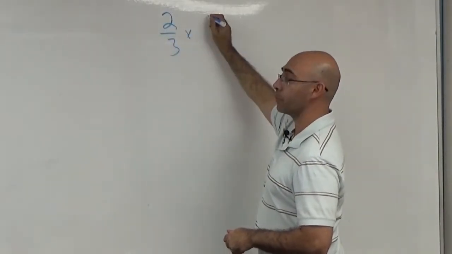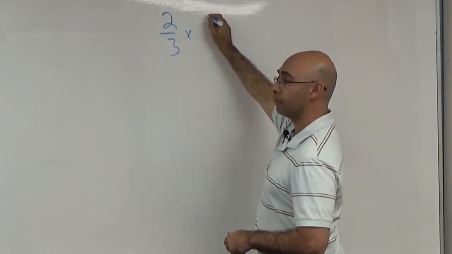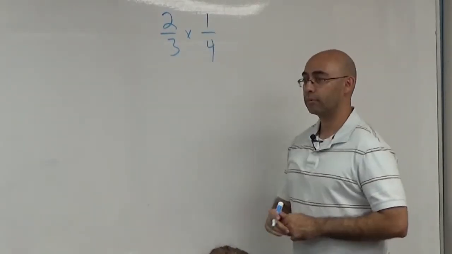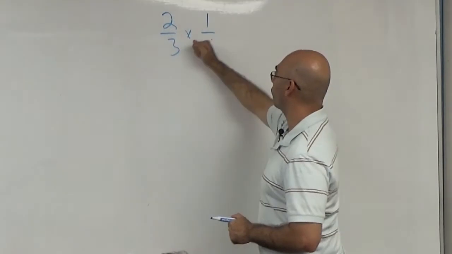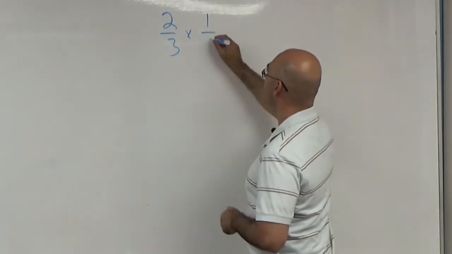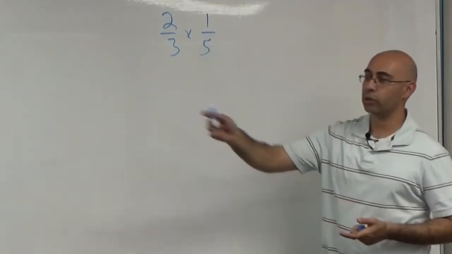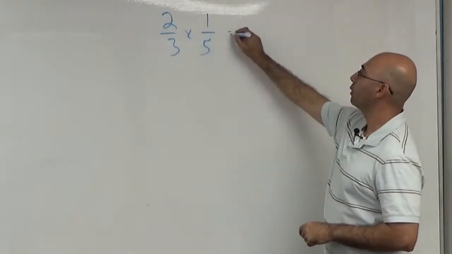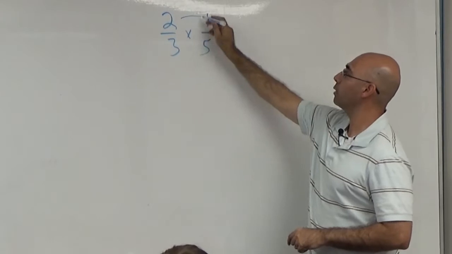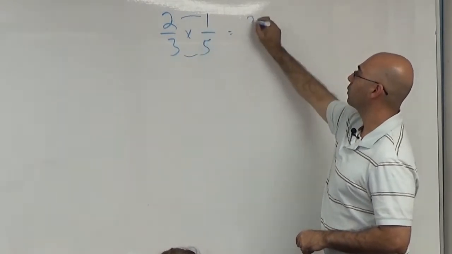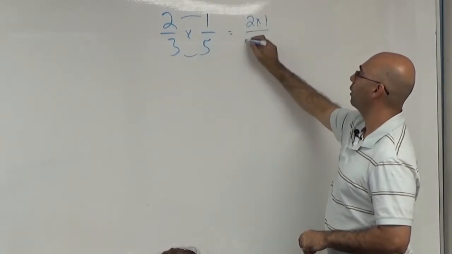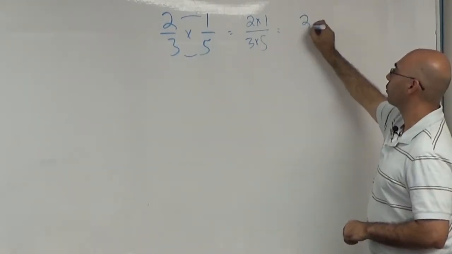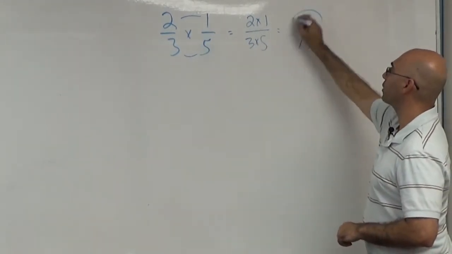2/3 times 1/4. Actually, let's not make it 1/4. Let's make it 1/5. So if I'm going to do what we just learned there, what would I do for this one? You do 2 times 1 and 3 times 5. So you multiply these two, and you multiply these two. On top is 2 times 1. On the bottom is 3 times 5. What's 2 times 1? 2. 3 times 5? 15. Wow, that's pretty simple, isn't it?